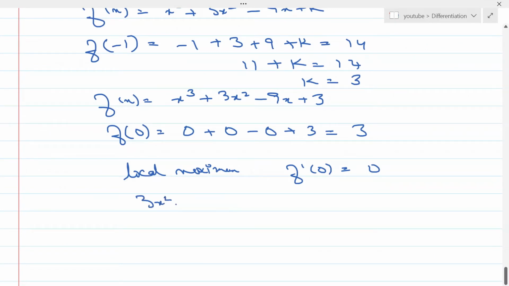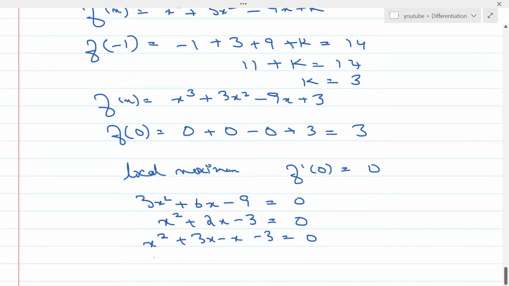So 3x² + 6x − 9 is going to be equal to 0. I can divide the entire equation by 3. So I would get x² + 2x − 3 = 0. On factorizing this, I would get x² + 3x − x − 3 = 0. So I'm getting (x + 3)(x − 1) = 0.